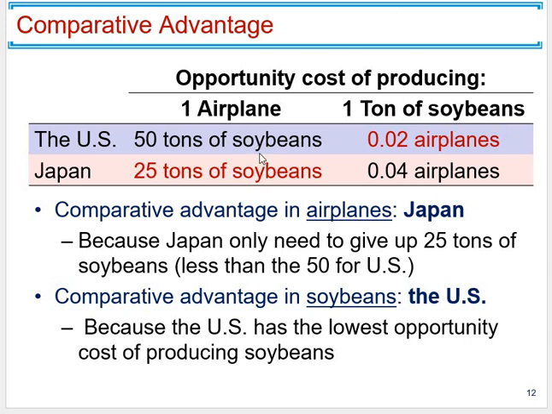In this case, we have two countries and two industries. Japan focuses on producing airplanes because its opportunity cost of producing airplanes is lower than the US. And the US focuses on soybean production because the opportunity cost of producing 1 unit of soybean is lower for the US compared to Japan.